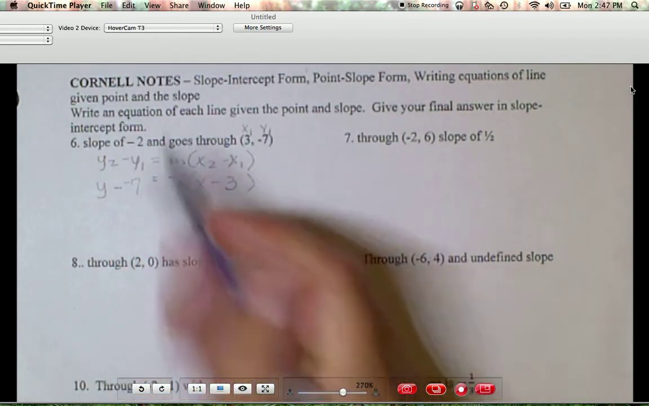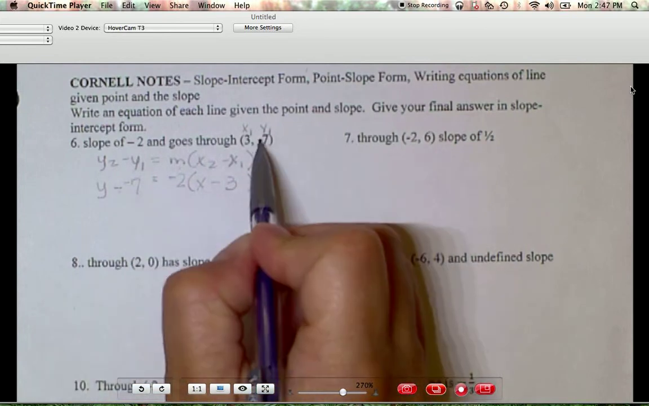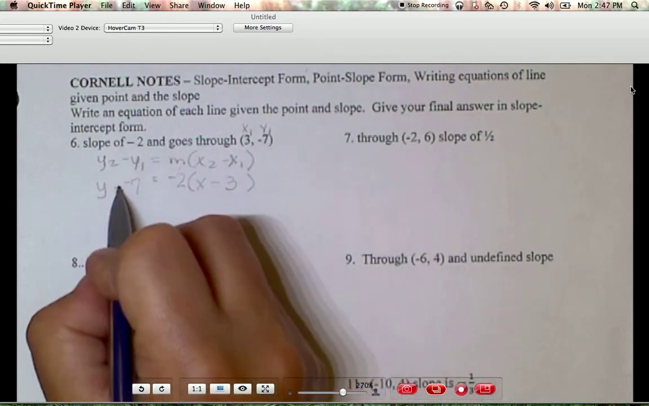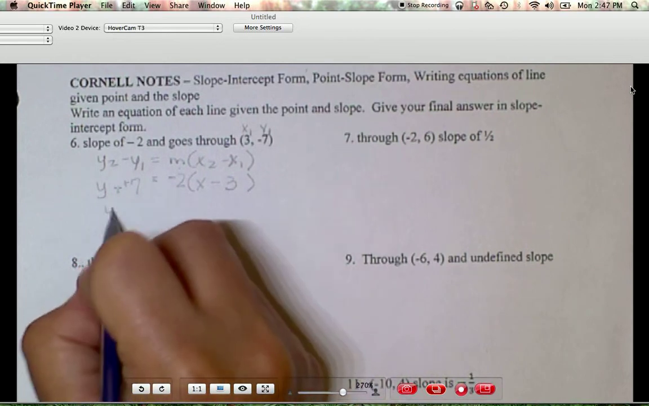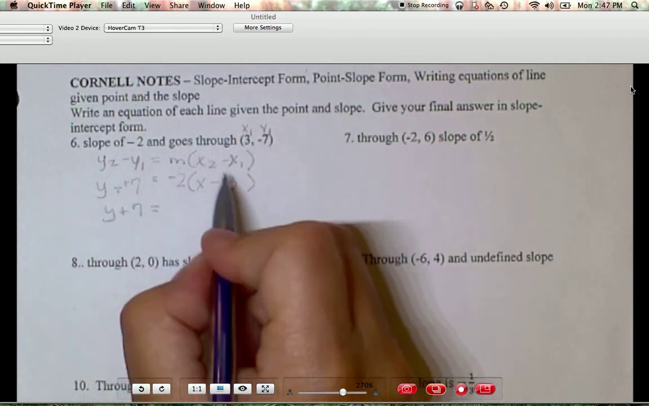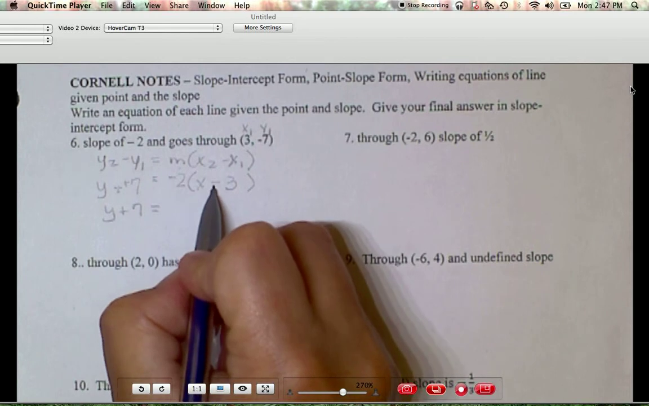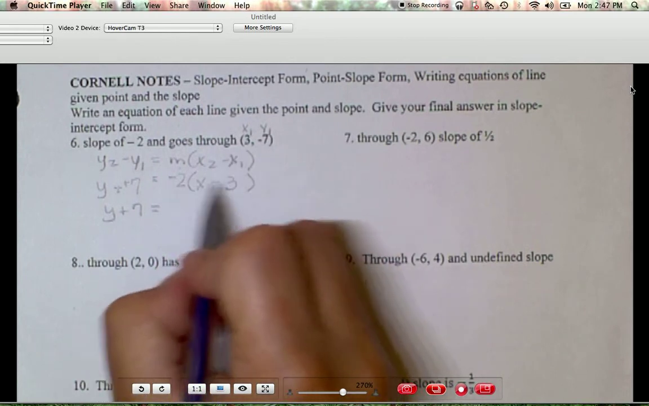So the formula is subtraction. So if you are subtracting a negative, you end up adding that value. So we get y plus 7 equals, and here it was x minus, and it was a positive 3, so it stays x minus 3.